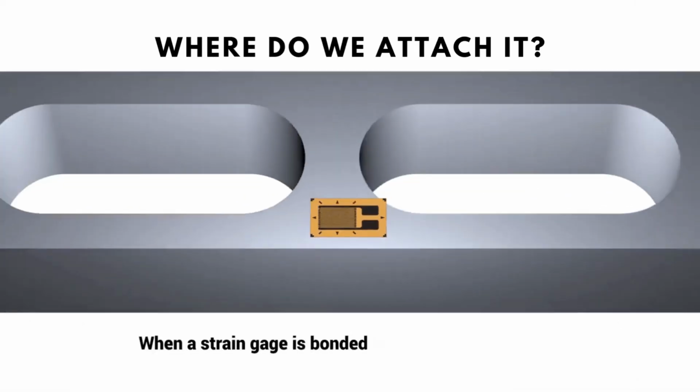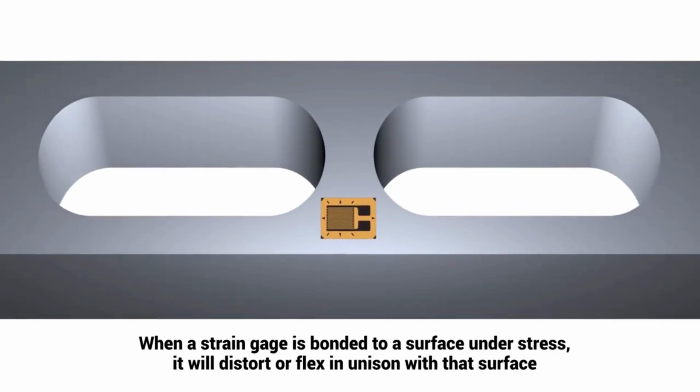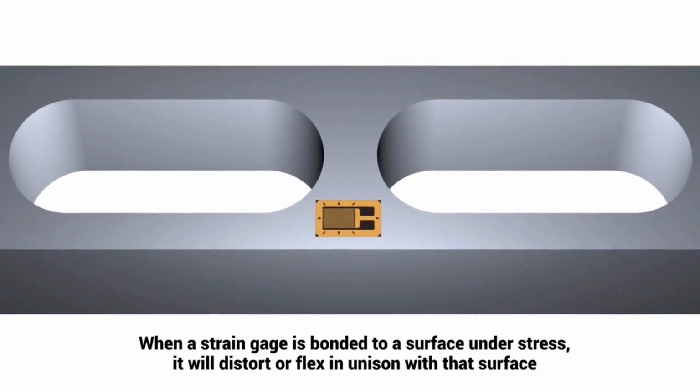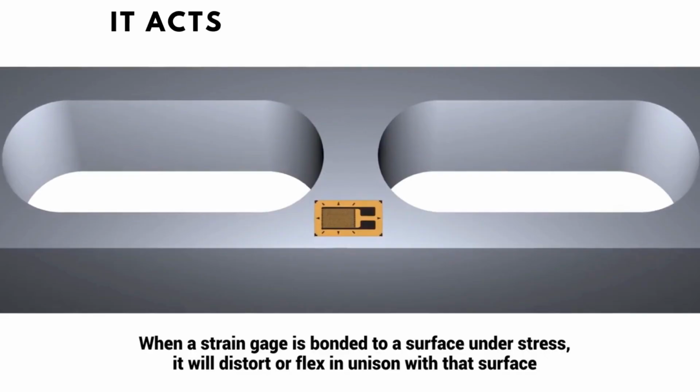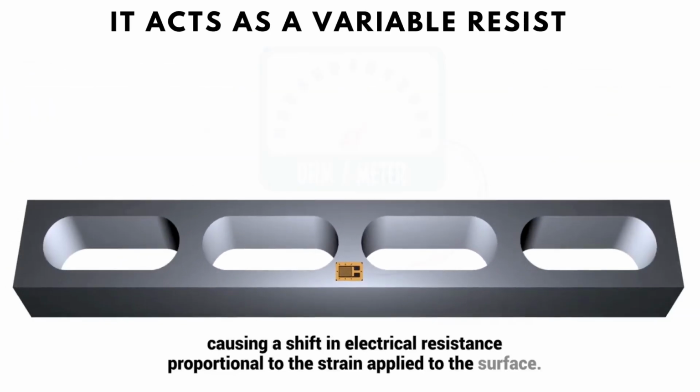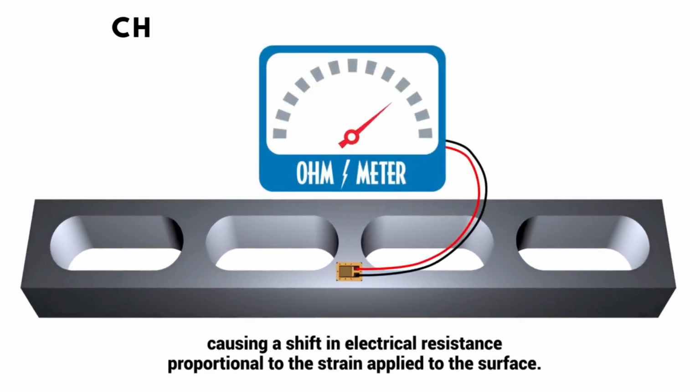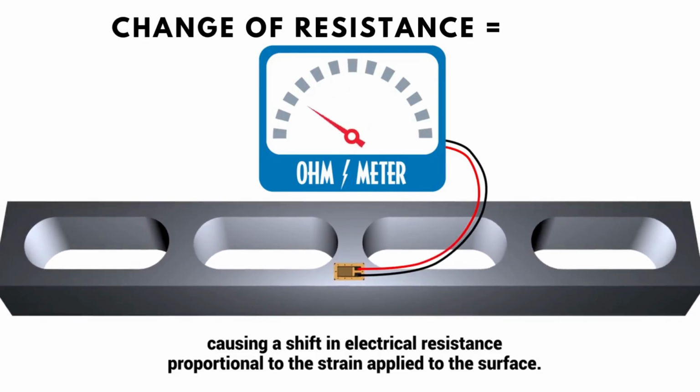This device is then attached to the desired object and will respond to the change of electrical resistance due to the deformation of the object on its surface, which acts as a variable resistor. This causes a proportional relationship between the change of resistance and the strain.